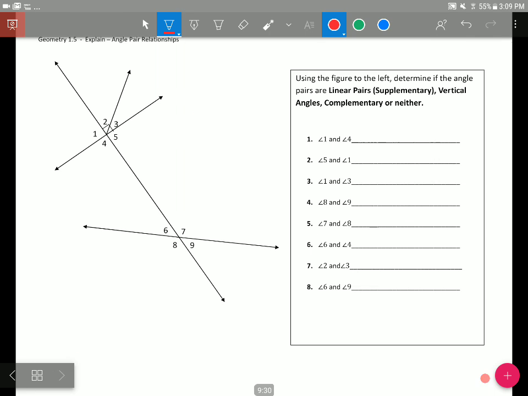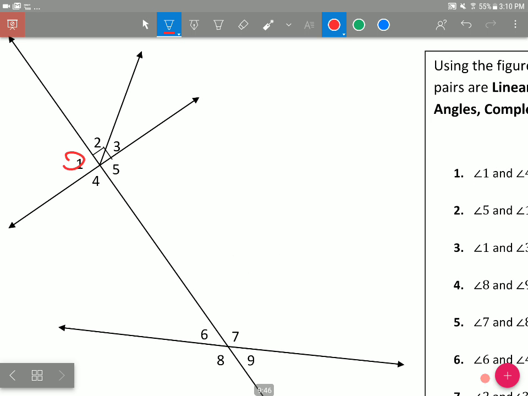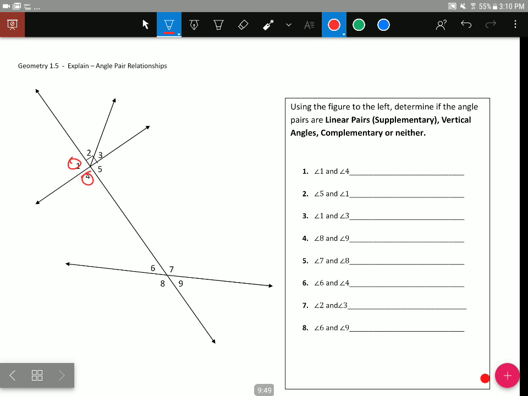Turn the page. This next one says, use the figure to the left and determine if the angle pairs are linear pairs, vertical angles, complementary, or neither. Remember, linear pairs are supplementary, the same idea. So for number 1, it says number 1 and number 4. Are they linear, vertical, complementary, or neither? They're linear pairs. They make up a 180-degree angle. So if you put linear pairs or supplementary, it doesn't matter to me. Does that make sense what we're doing?